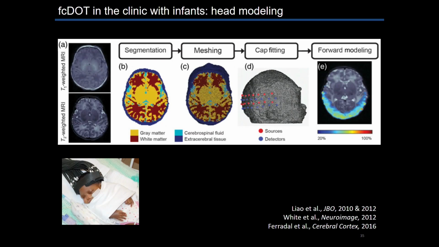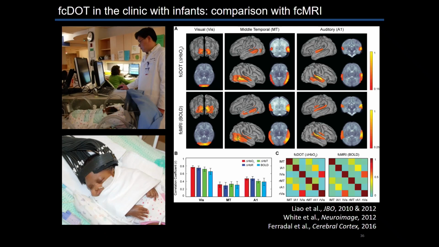This is all work that was done by Silvina Faridol, who's now at Indiana University. The cool thing I want to highlight here is even with this very limited field of view cap, she was able to distinguish between visual, middle temporal, so again, dorsal attention, broadly speaking, and auditory regions of interest, and generate these spatial maps of temporal correlation.